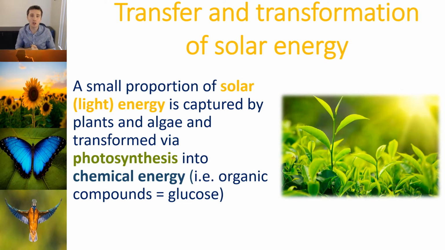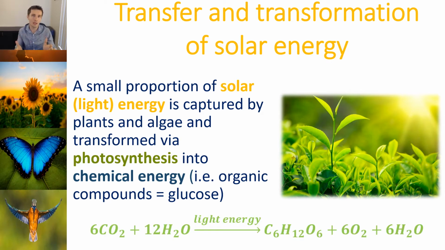So a small proportion of solar energy is captured by plants and algae and transformed via photosynthesis, as I said, into chemical energy, i.e. organic compounds such as glucose. And if you recall, the formula for photosynthesis is 6 carbon dioxide plus 12 lots of water, in the presence of light energy, produces glucose, oxygen, and water as a byproduct. Now, a lot of formulas will just balance this out, so you'll have 6 water here, and they won't put water on this side. However, your syllabus has water on both sides, so I am presenting that to you there.